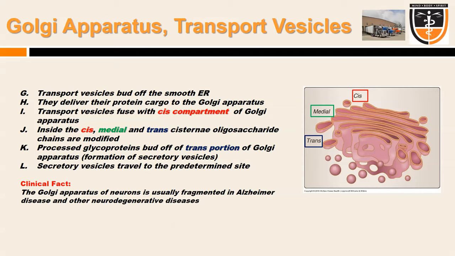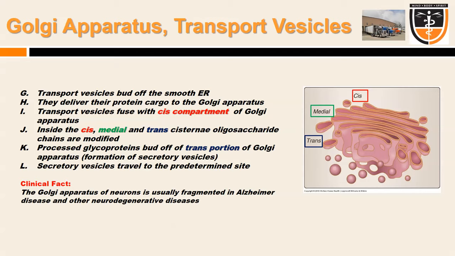The transport vehicles that are detached from the smooth endoplasmic reticulum will now fuse with the cis end of the Golgi apparatus. Now they will be transported through the cis end. The cis end is the end towards the nucleus. So now they will be transported through the medial and the trans end of the Golgi apparatus. And inside, these proteins will be modified, okay? So they will be modified, processed, and matured.